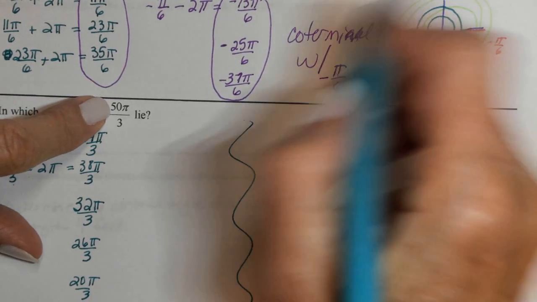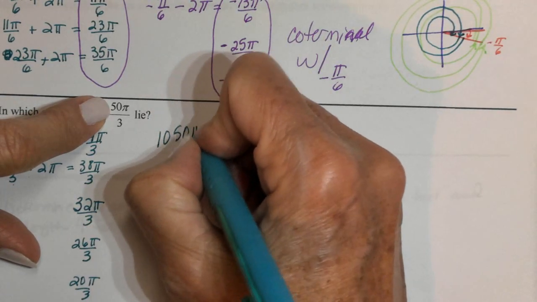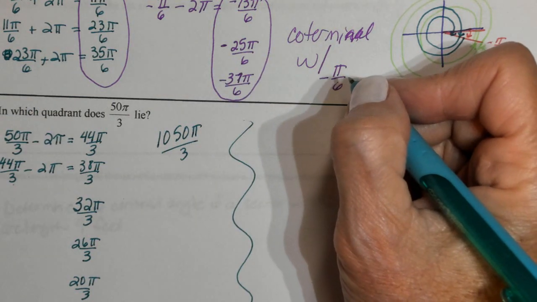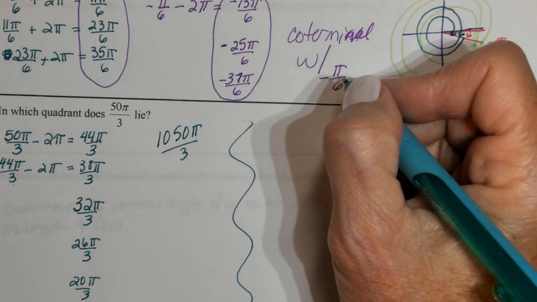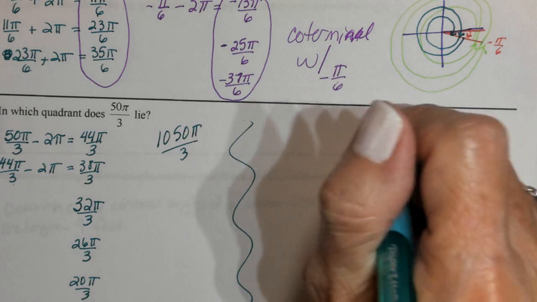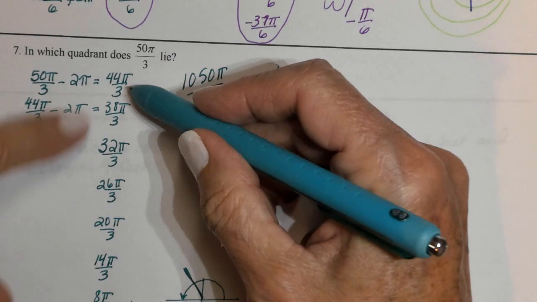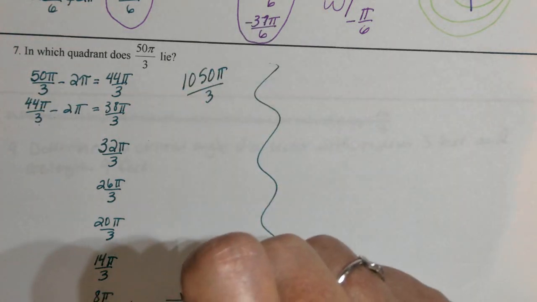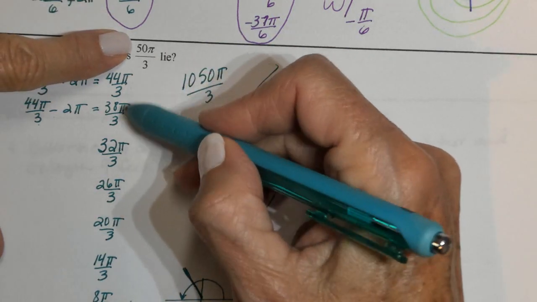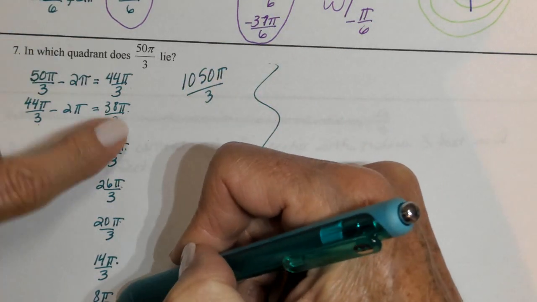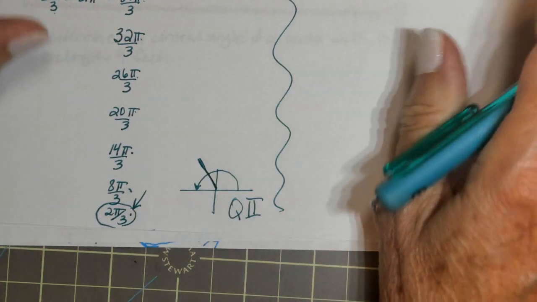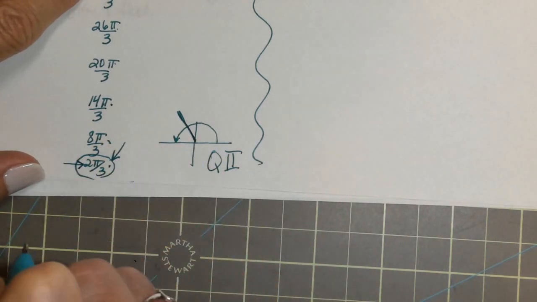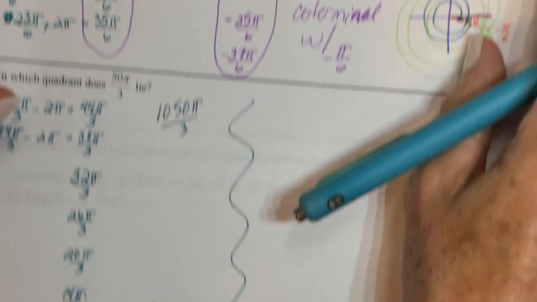What if it wasn't 50 pi over 3? What if it was 1,550 pi over 3? Would you want to keep subtracting 6 from that numerator? No, you wouldn't. I wouldn't either. That would be tedious. So, how can we do that? What was our process? How many times did we subtract 6 from that numerator? 1, 2, 3, 4, 5, 6, 7, 8. We subtracted 8 6s from that numerator. And we had 2 pi over 3 left over.